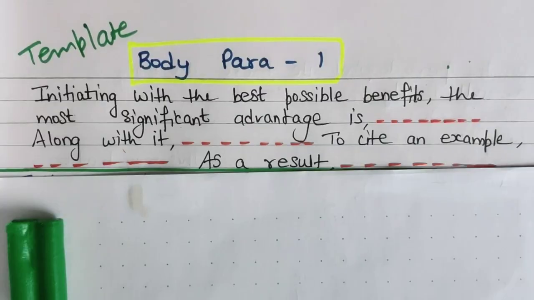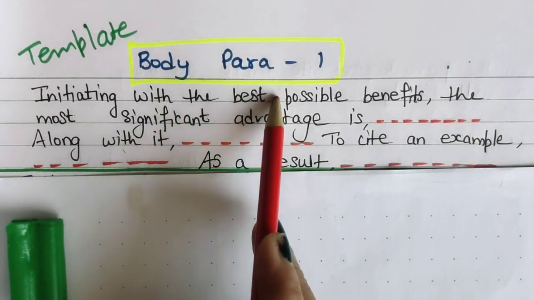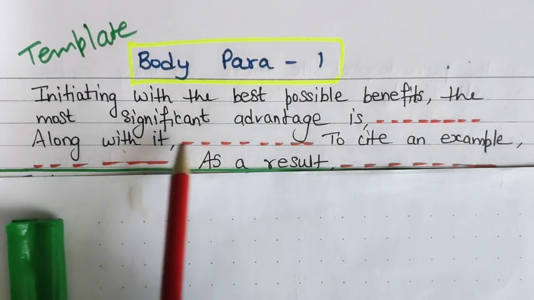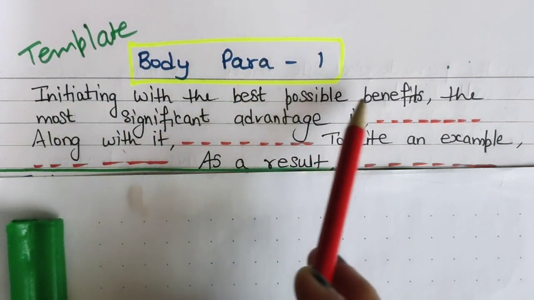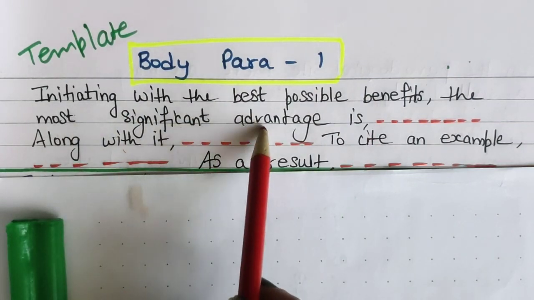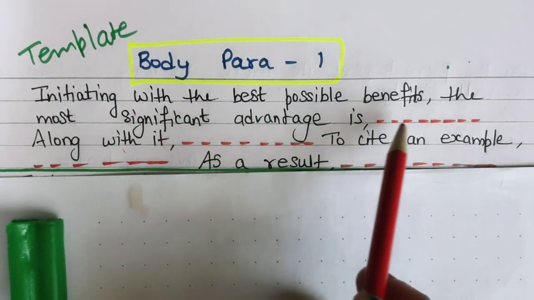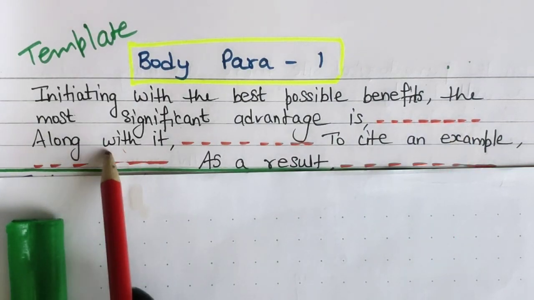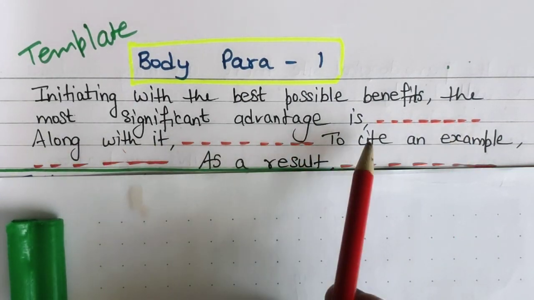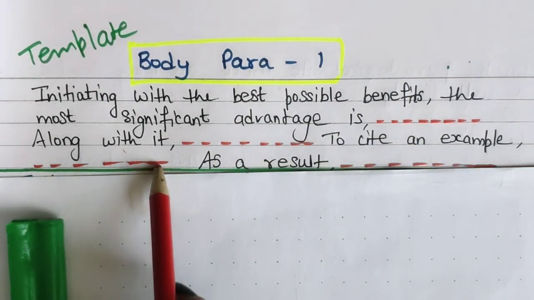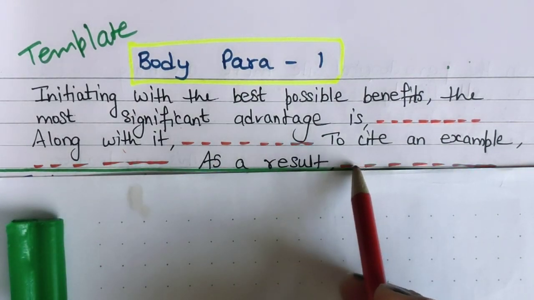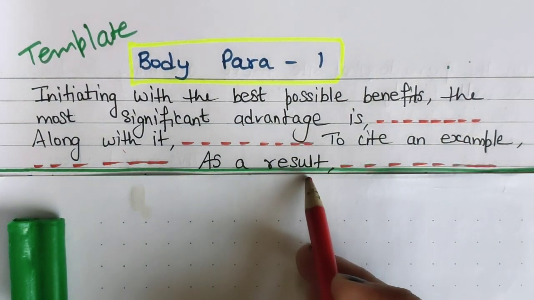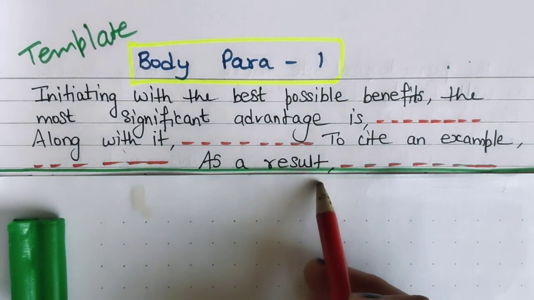Okay, now look at body paragraph 1, how I am going to write with templates. Here you have to write more. Initiating with the best possible benefits, the most significant advantage is dash dash, meaning you have to give your own point regarding the question, and then along with it your point, to cite an example, your example, and you have to conclude the paragraph with the help of these connectors: as a result, therefore, thus, you can use these words.